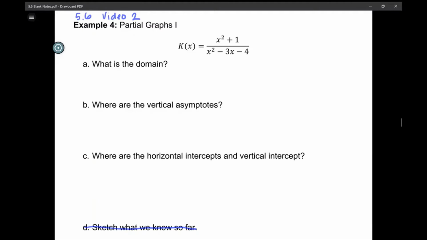Okay, welcome back to section 5.6. I'm actually going to skip example 3. You're welcome to do it on your own and look at the Desmos graph, but I think there were more examples than I needed. I'm going to go ahead and skip ahead to example 4. So let's look at this guy.